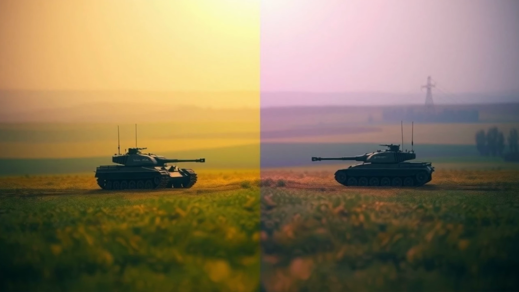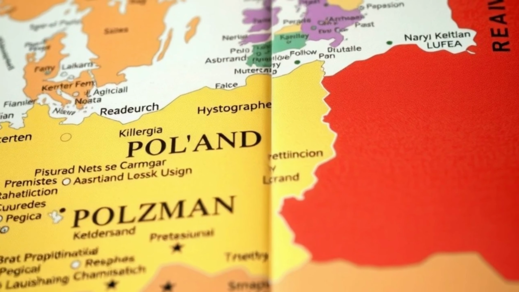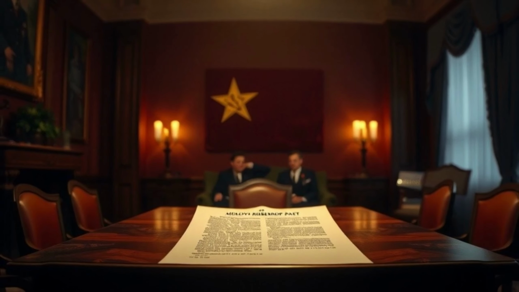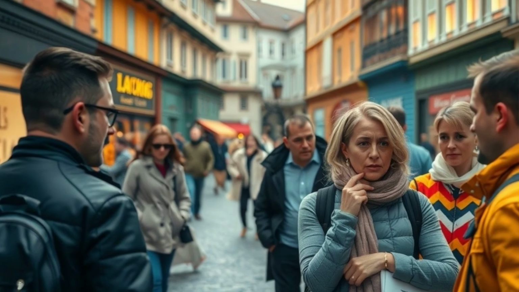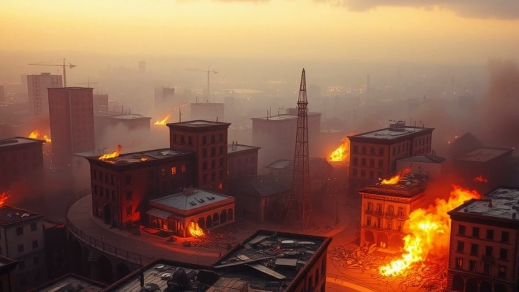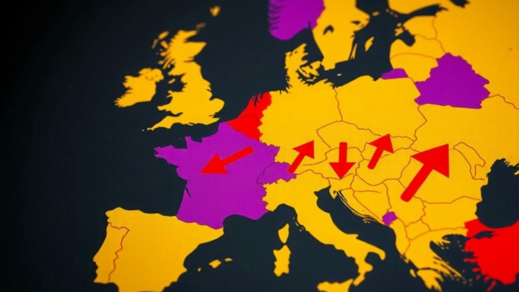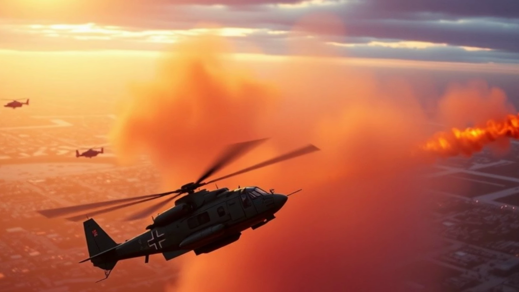By the end of September 1939, Poland is partitioned between Nazi Germany and the Soviet Union, following the secret clauses of the Molotov-Ribbentrop Pact. While Europe braces for conflict, few realize the sheer scale of destruction that will follow in the years ahead.